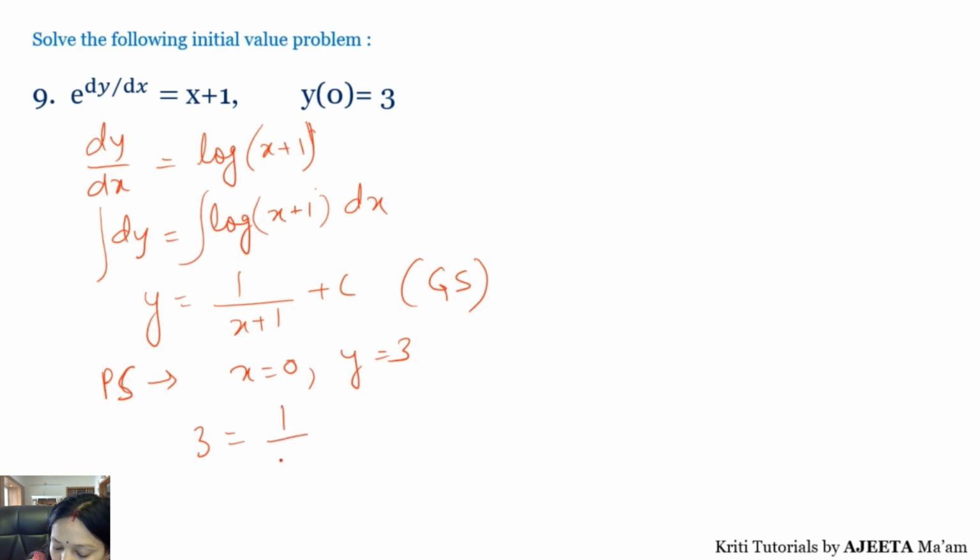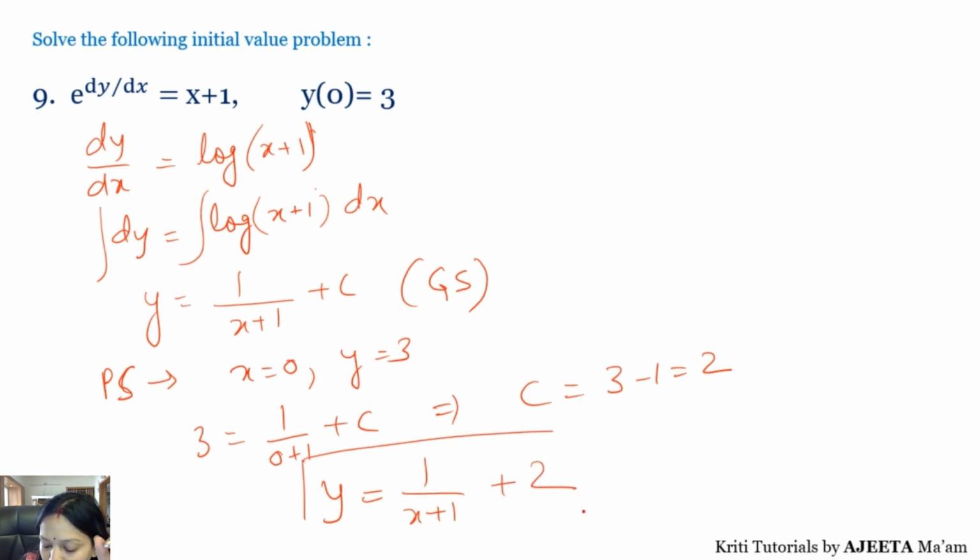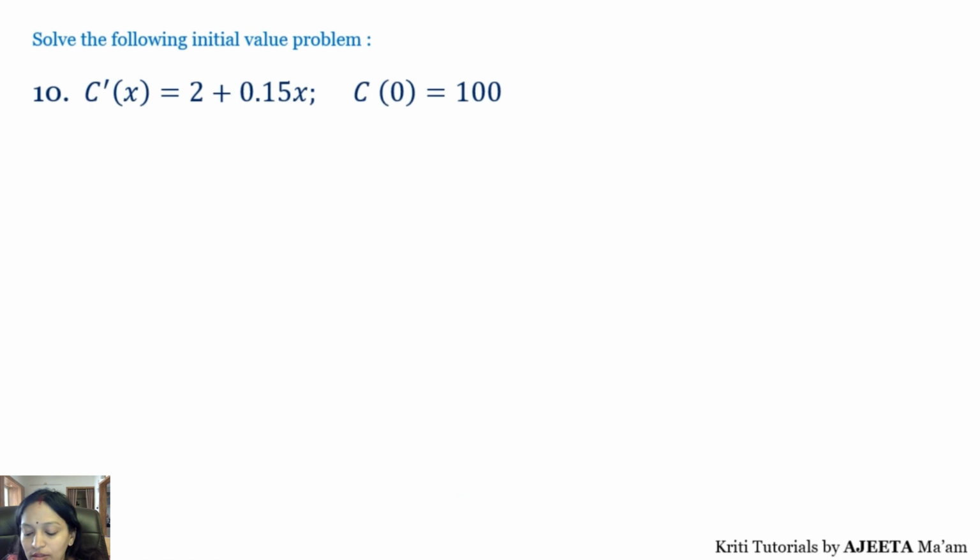So let's find the value of C using these. So 3 is equal to 1 upon 0 plus 1 plus C. So what is C? C is 3 minus 1, that is 2. So what's your particular solution? Particular solution is, again we rewrite everything, but now in place of C we will put 2. This is your final answer. This is what we mean by initial value problem. Okay, so this is what we have. Now let's move on to the next.